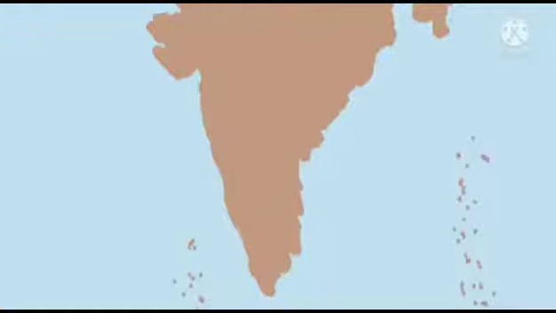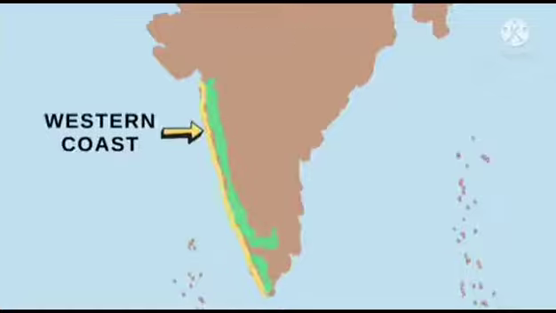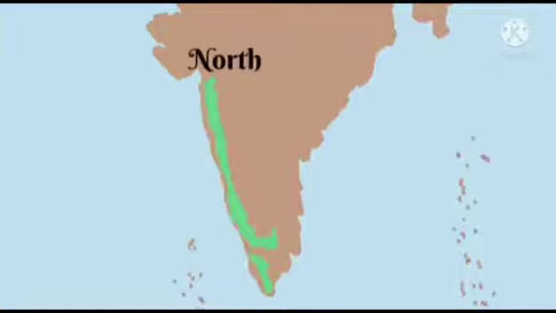Now the second type of rivers that we have are the peninsular rivers, students. In peninsular rivers we have the Western Ghats, okay, the Western coast, and this is the north and south side.